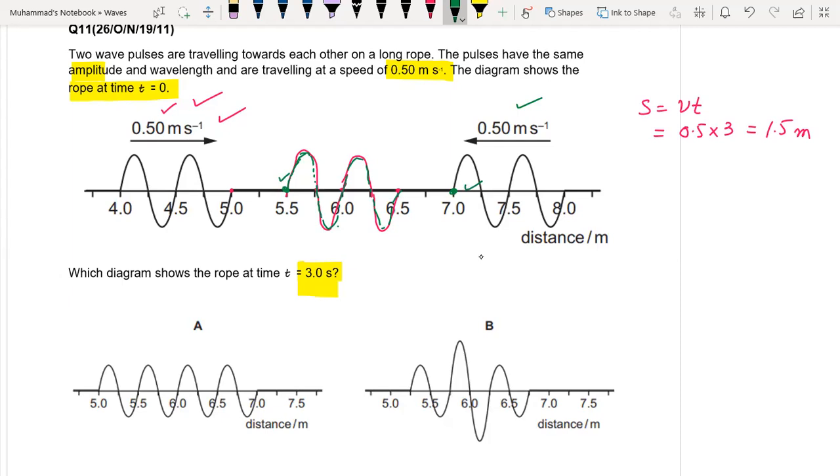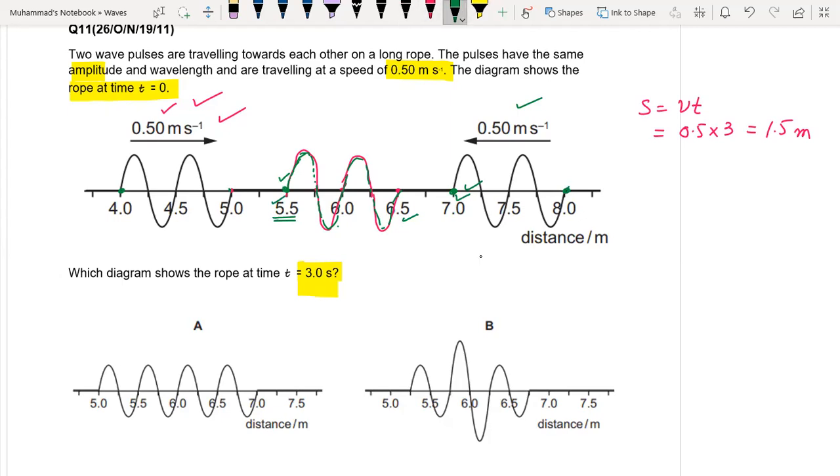So you have to travel both waves in opposite directions, and you have to move a distance of 1.5 meters. So the ending point of this wave will be at 5.5 because it has covered a distance of 1.5, and the starting point will be at 6.5. And the starting point of the other wave will travel 1.5 meters towards the left, and it will be at 5.5, and this point will be at 6.5. So they will overlap in this way.